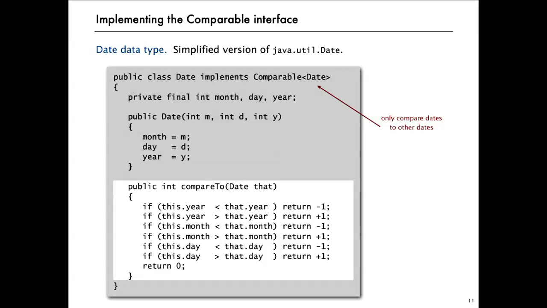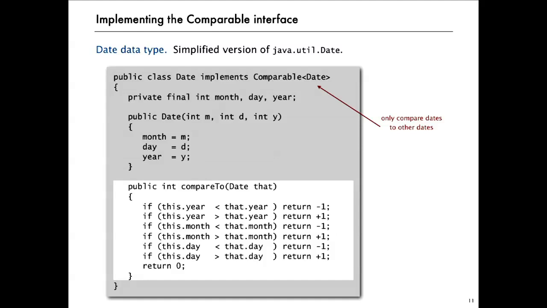In this implementation, the date class has 3 instance variables: the month, the day, and the year. And the constructor fills those in from the arguments, as you can see. So now if you want to compare 2 different dates, then the first thing to do is to check if this year is less than that year, where that is the date given in the argument. If that's true, then it's less, return -1. And if the year is greater, return +1.